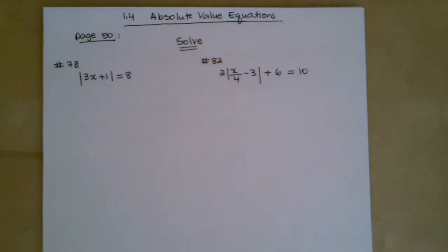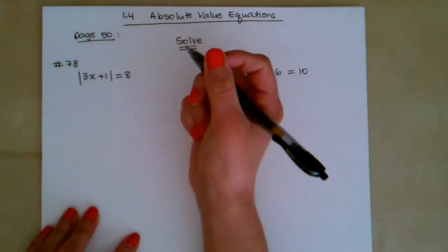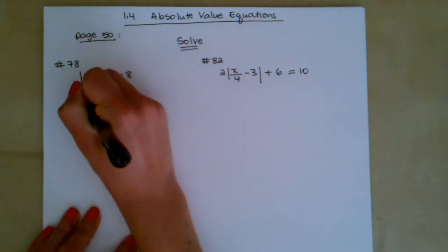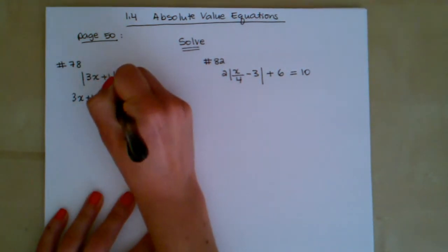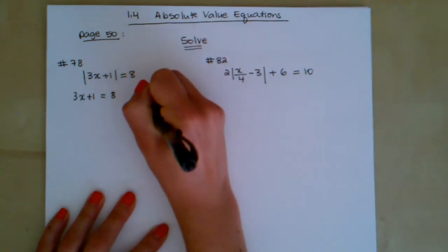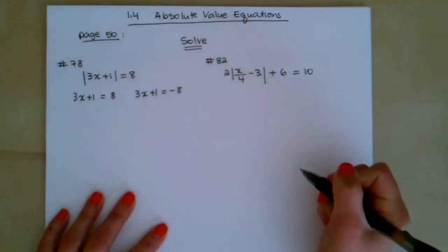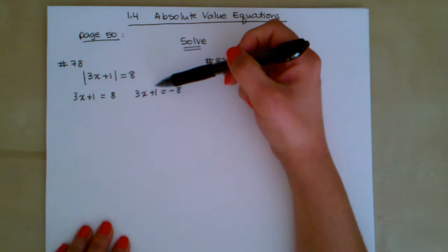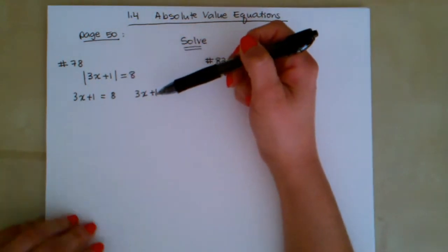Our absolute value is isolated on the left side. And remember, in order to solve, we're going to break this up into two equations so that we don't have absolute value. 3x plus 1 equal to 8. 3x plus 1 equal to negative 8. So we break up our original equation into two parts with no absolute value, solve each equation, and then we'll have our answer.